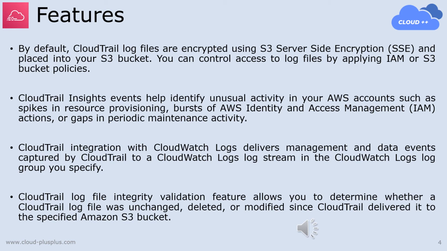CloudTrail Insights events help you identify unusual activity in your AWS account such as spikes in resource provisioning, bursts of IAM actions, or gaps in periodic maintenance activity. CloudTrail Insights uses machine learning models that continuously monitor CloudTrail events for abnormal activity. When abnormal activity is detected, CloudTrail Insights events are shown in the console and delivered to CloudWatch events, your S3 bucket, and optionally to a CloudWatch logs group, making it easy to create alerts and integrate with existing event management and workflow systems.